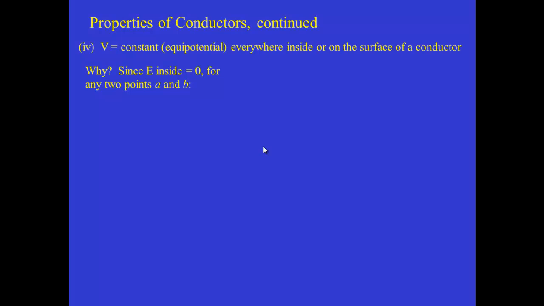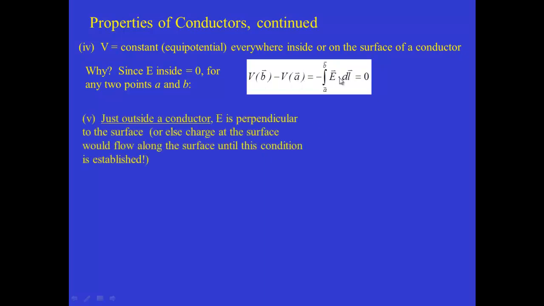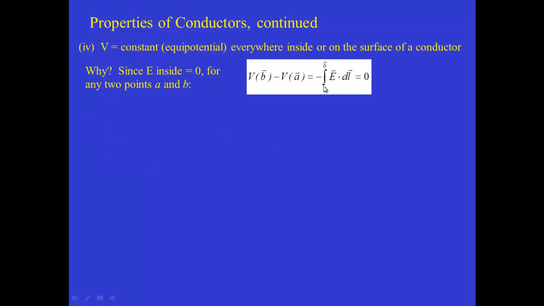Well, since E is equal to 0 inside a conductor in equilibrium, then for any 2 points A and B that are either inside the conductor or on its surfaces, the difference in electric potential between those points is minus the integral E dot dl from A to B, and that has to be 0 because E is equal to 0 inside. And if that integral gives 0, that means VA and VB are the same. So the 2 points inside or on the surface of the conductor have to be always at the same electric potential.